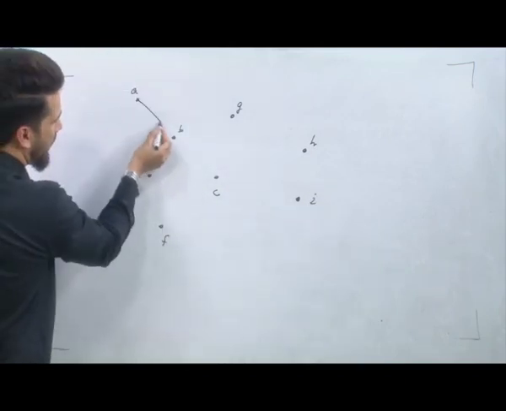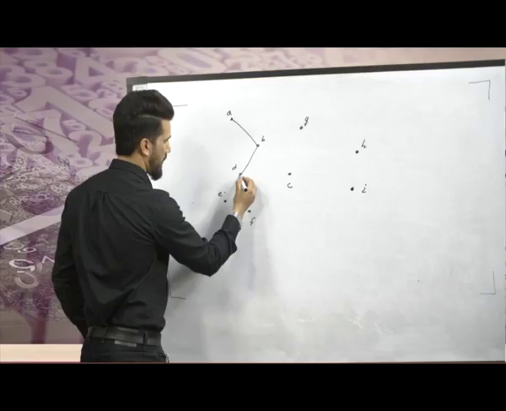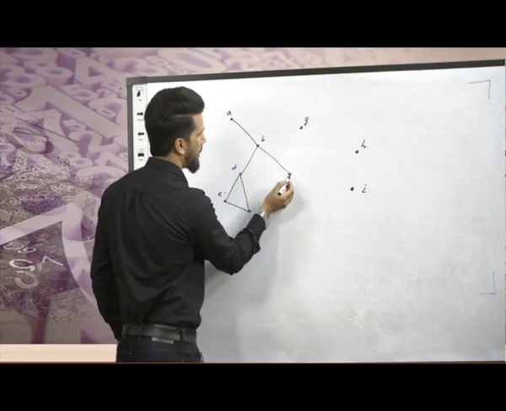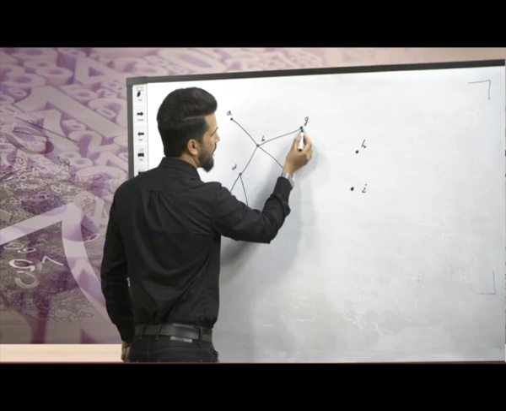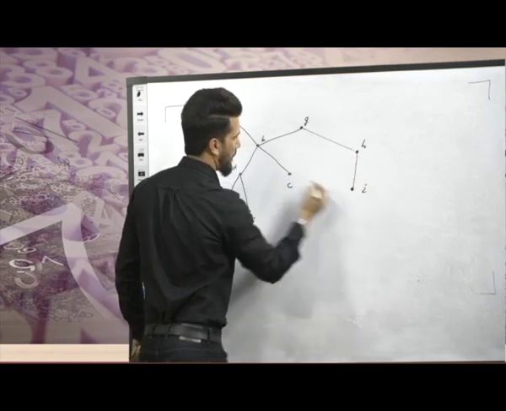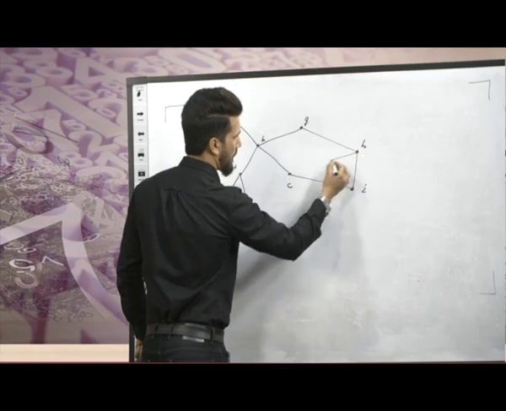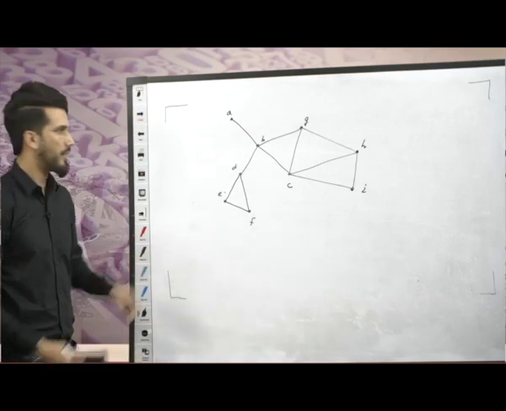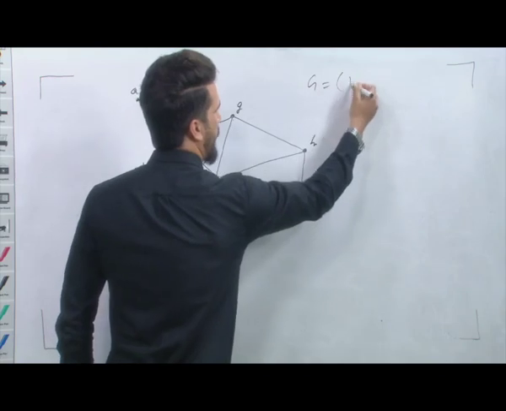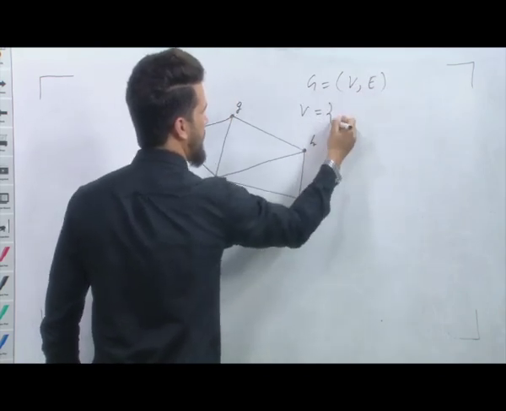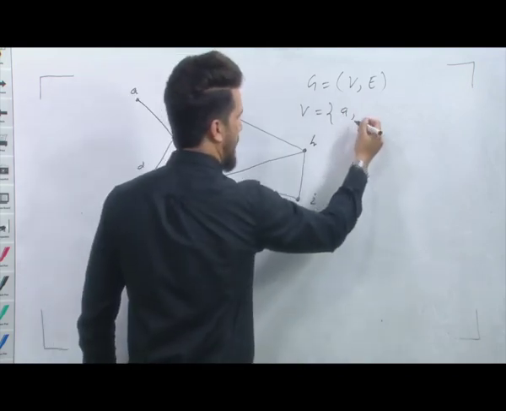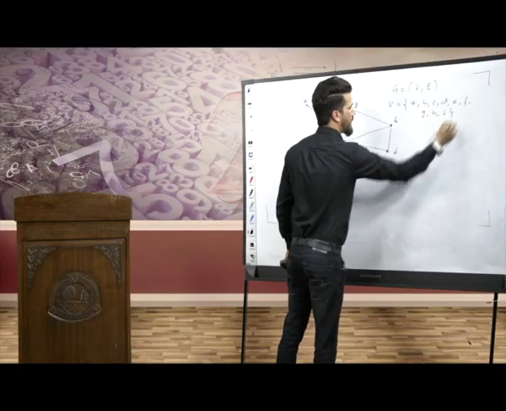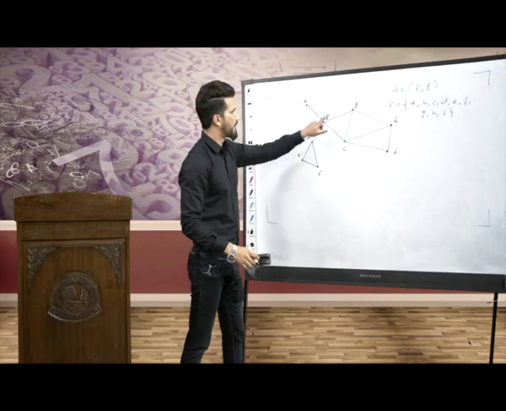If this is my graph, this is the graph. The graph is defined as G, V, E again. The vertex set for this graph is A, B, C, D, E, F, G, H, and I.